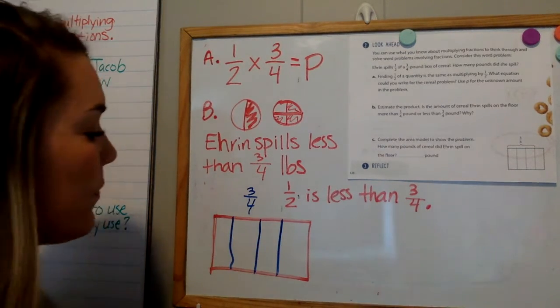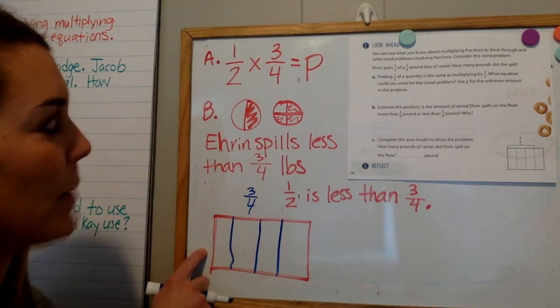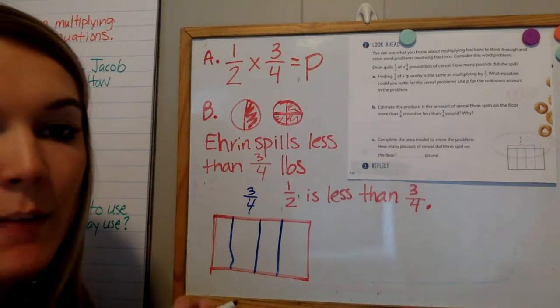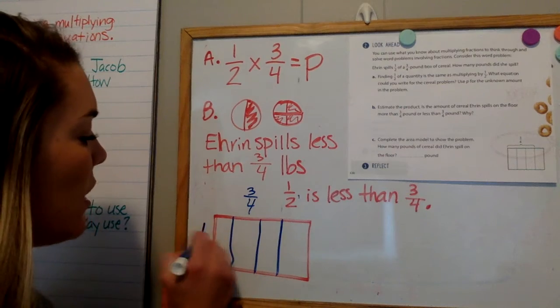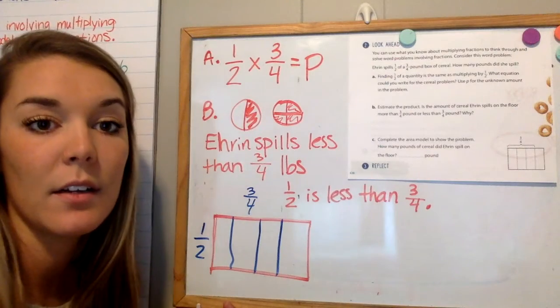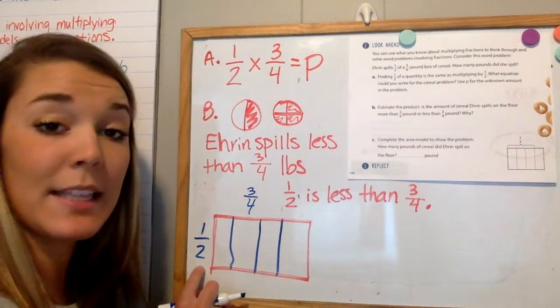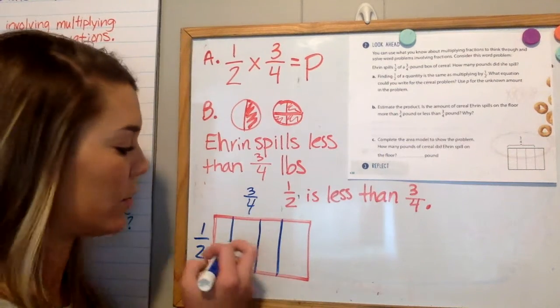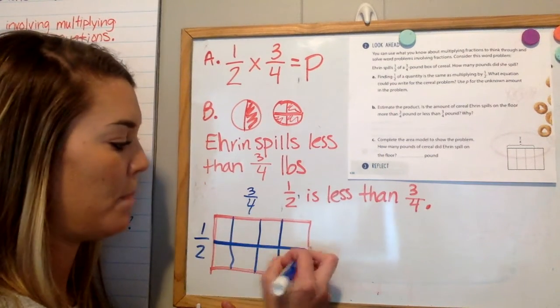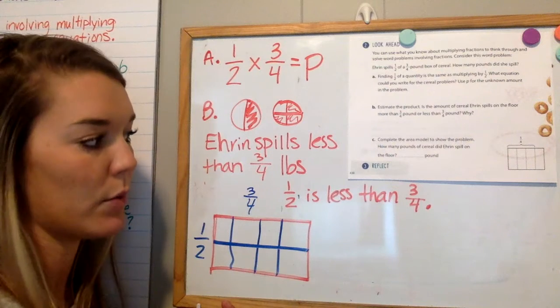It's right here. Now, what am I multiplying this by? I'm doing 3/4 times 1/2. So this is going to be 1/2 over here. How many rows do I need to break this into? 2 rows. So I'm just going to go like this. Boop. 1 row, 2 rows.